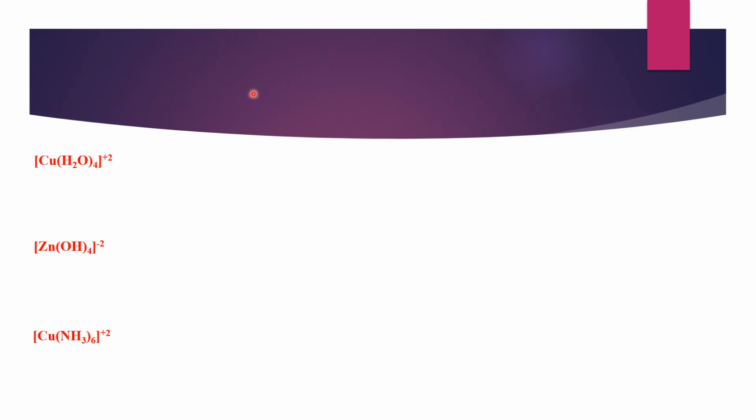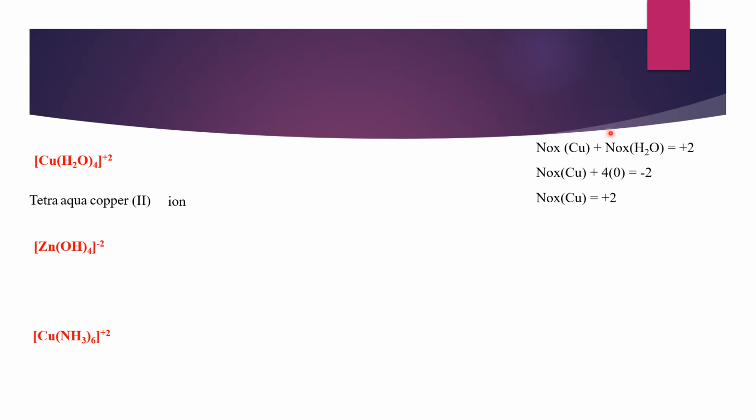Okay. So how many ligands are here in this example? There are 4 ligands. The ligand here is water. So 4 ligands, we will use the word tetra. For water, we will say aqua. Copper. Okay, calculate the oxidation state of copper, which is +2. So you write 2 and the word ion. Tetra aqua copper 2 ion. Okay.